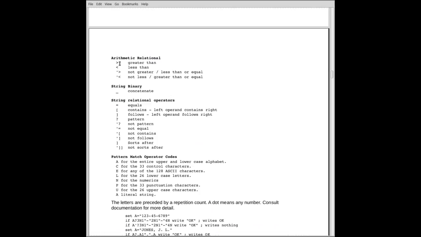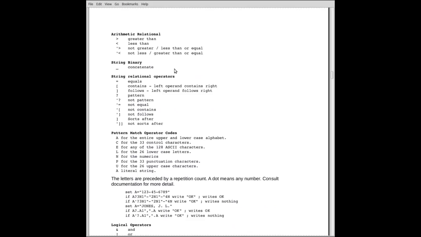The arithmetic relational operators are technically used only with numbers, not with strings. Greater than, less than, not greater than, and not less than. We don't have greater than or equal or less than or equal. Instead, we have not greater than and not less than. I don't know why they came up with that, but they did. Concatenate is different. It's the underscore.